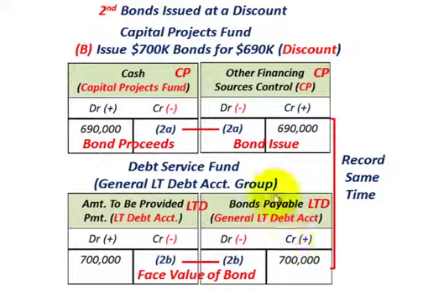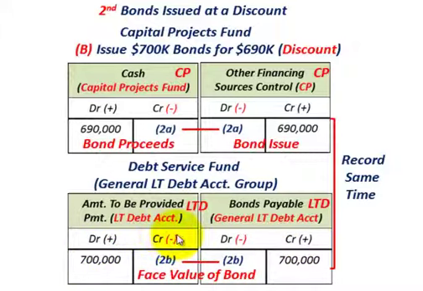Okay, so you're seeing what's going on here with the discount. Again, under your capital projects, just take your cash, debit it for the actual amount received here, and the other financing sources, again, for the actual amount received here for the bond issue. Whereas general long-term debt account group, same as issuing at a premium, you put it down at its maturity value.